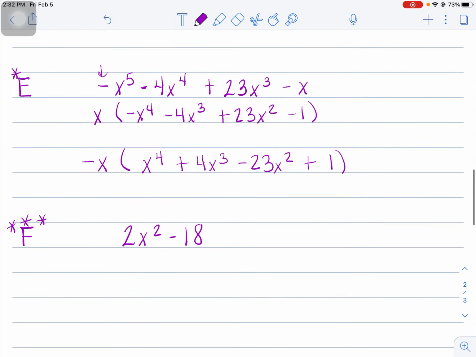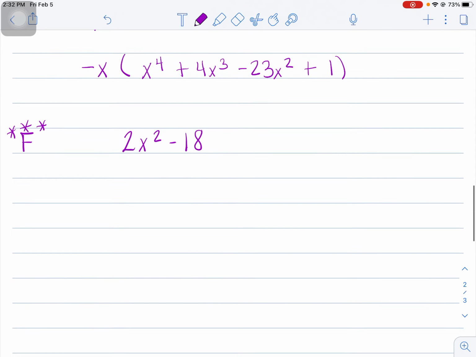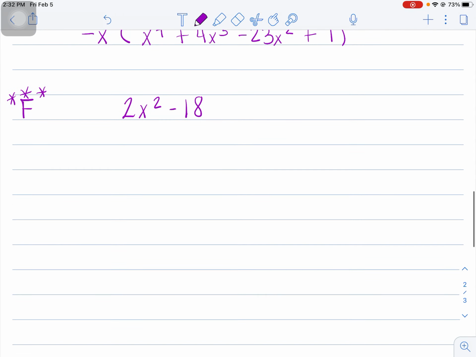Okay, now we're going to go to a 3-star, and this is a little bit different. I want to show you. So we're going to first look for our greatest common factor. Well, 2 can come out of both, so I'm going to pull out a 2. And I'm left with x squared minus 9. And we would think we're done. Well, there's something a little bit different we have to think about. So when we learned special cases, we talked about things that could multiply and a middle term would cancel out.